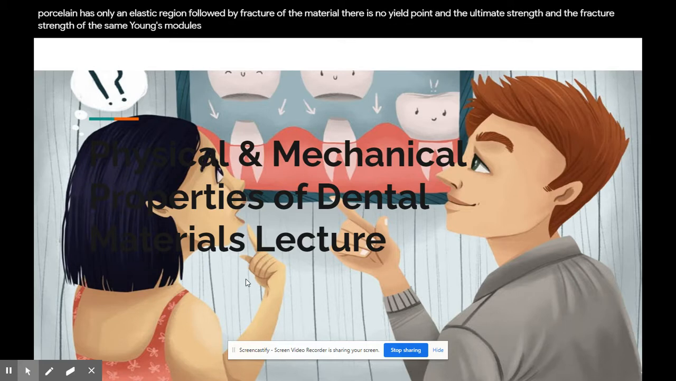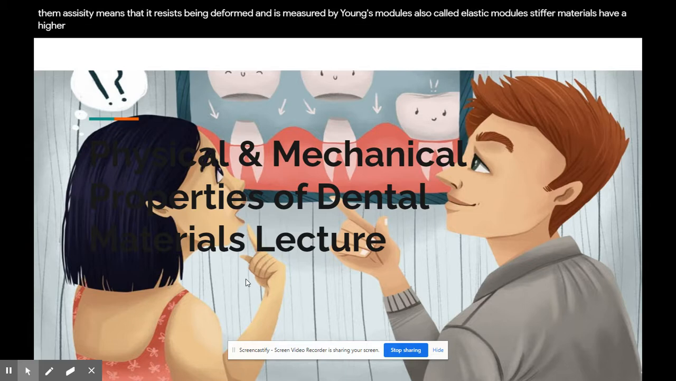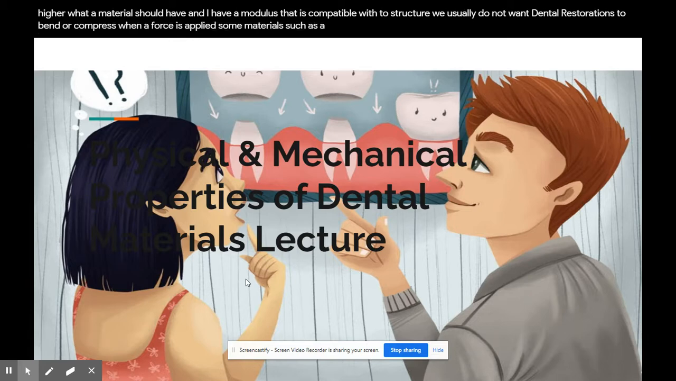Young's modulus measures the resistance of a material to be deformed. The stiffness of a material, the lack of elasticity, means that it resists being deformed and is measured by Young's modulus, also called elastic modulus. Stiffer materials have a higher modulus. Enamel has a high modulus. Restorative materials should have a modulus that is compatible with tooth structure. We usually do not want dental restorations to bend or compress when a force is applied, so materials such as amalgam, composite resin, and ceramics should be stiff.